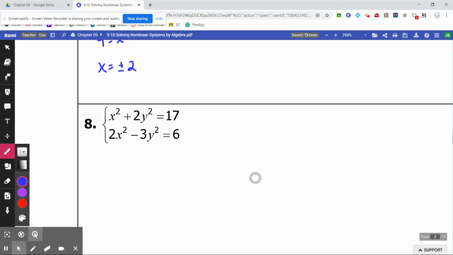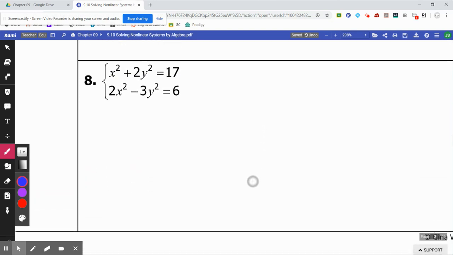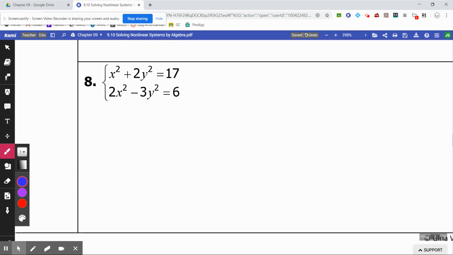Okay, number 8. I believe this is the last one. Now, let me show you something that we've never done before, and this is legal. You can use substitution here. On my first equation, I'm going to move my 2y squared over, and I've got x squared equals 17 minus 2y squared.